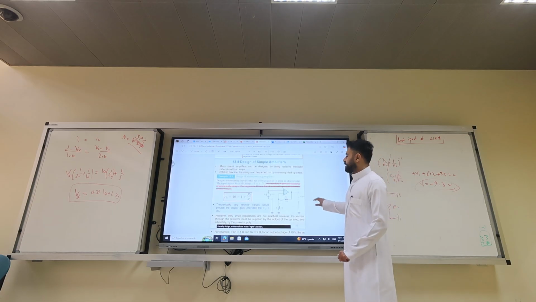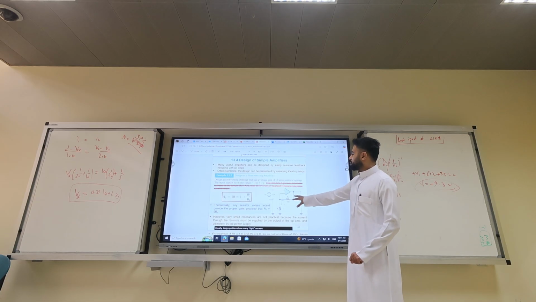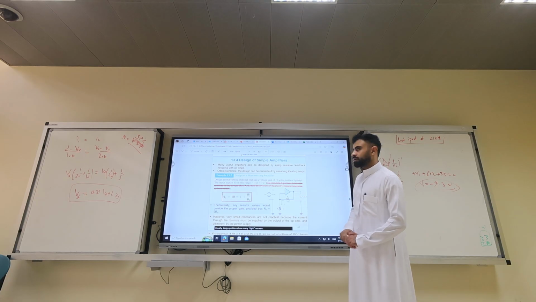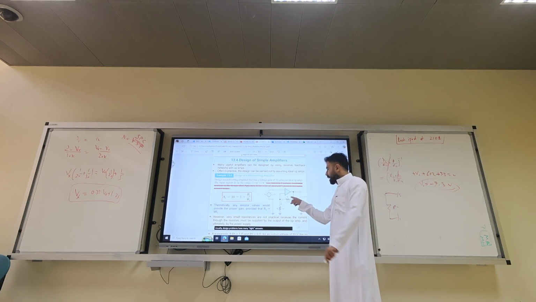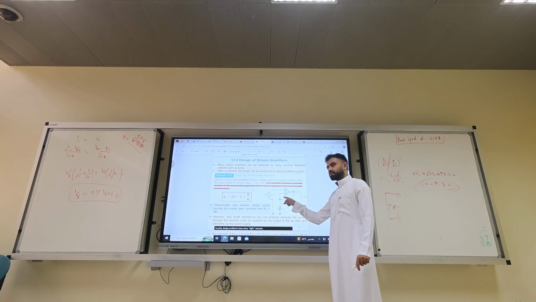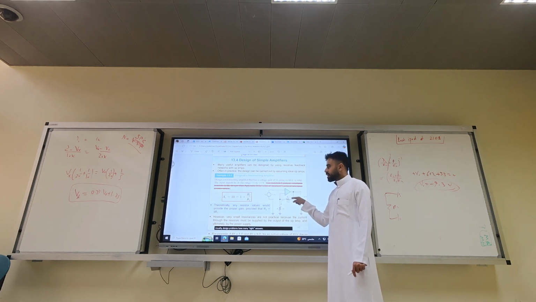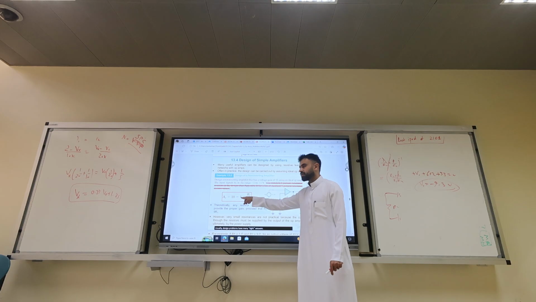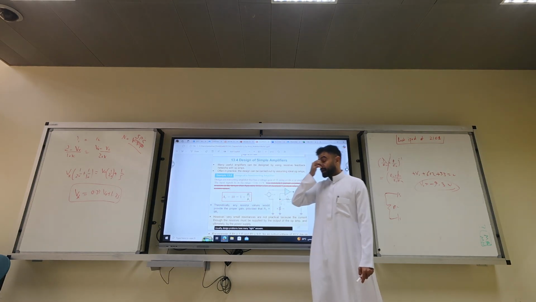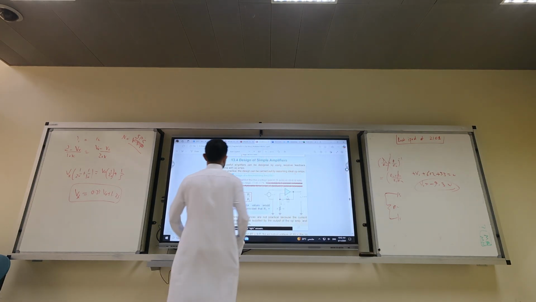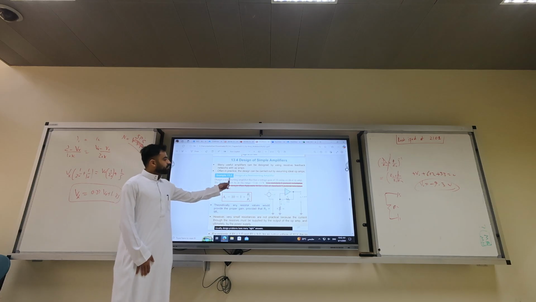Design of simple amplifiers. So, do you remember this op-amp? The old exam problem, this was a short circuit, right? Do you remember we had positive input, negative feedback? R2 was 0, remember? If R2 is 0, what's the gain? It's 1. Now, for this circuit, design a non-inverting amplifier.